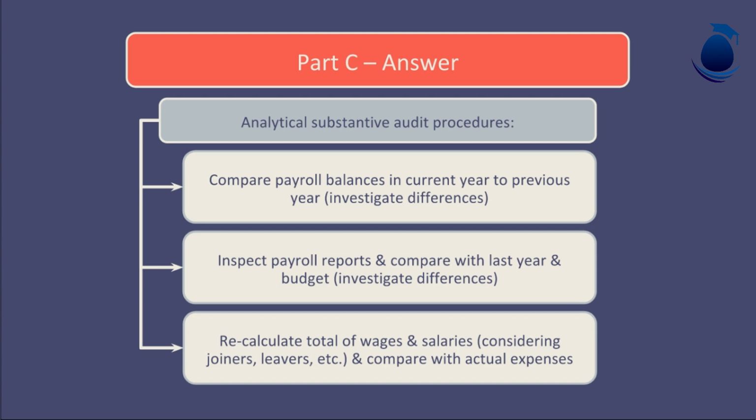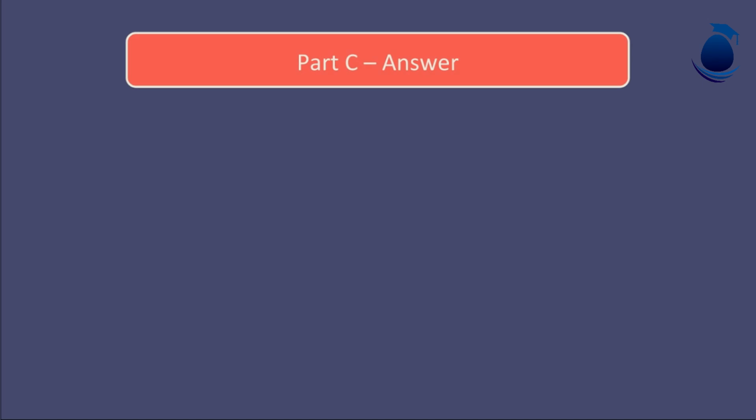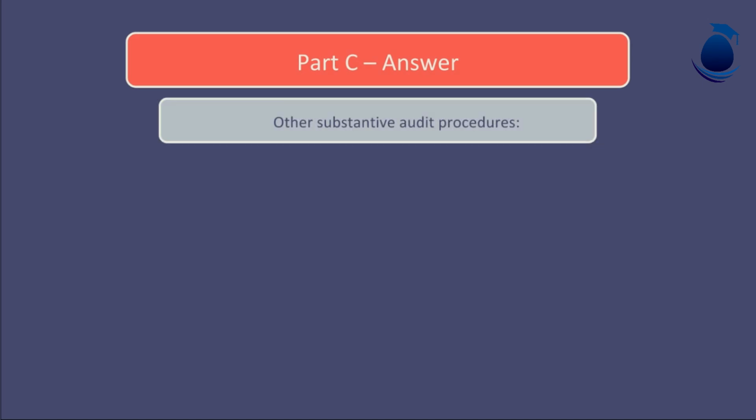They should also perform a proof in total of the wages and salaries for the year, obtaining information on joiners, leavers, pay increases and bonuses. This should be compared to the actual amounts included in the financial statements and any material differences investigated. In addition to these analytical audit procedures, the auditor should perform other substantive procedures to help identify any material misstatements and confirm accuracy and completeness of the balance.